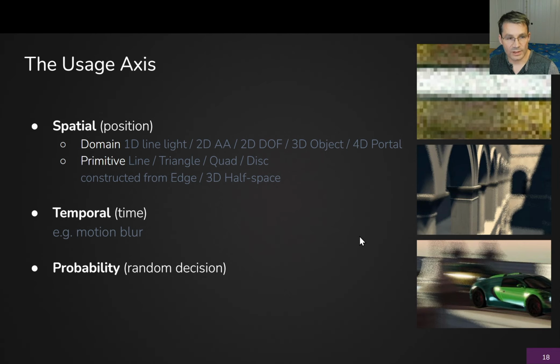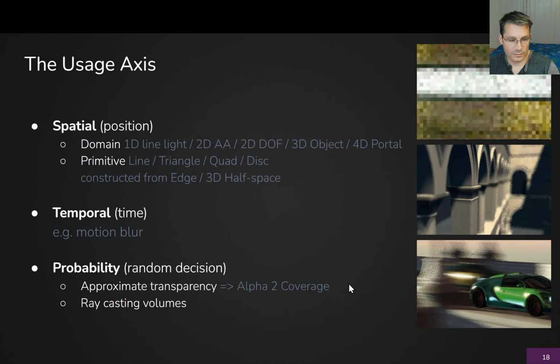There will be a temporal axis. And there's another axis, which is the probability. So you can make a random decision if something is see-through or not see-through. And that is the usual alpha to coverage. But you can also make it more sophisticated and add some things to it that you want. For example, some people add the triangle ID or the object ID to the alpha to coverage so that multiple alpha to coverage rasterized objects are not occluding each other in the wrong way. And you can also raycast volumes as seen before in that presentation.